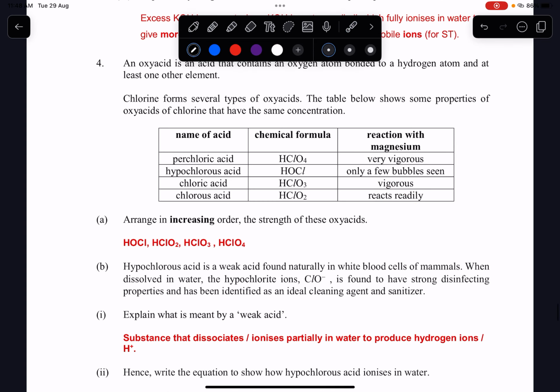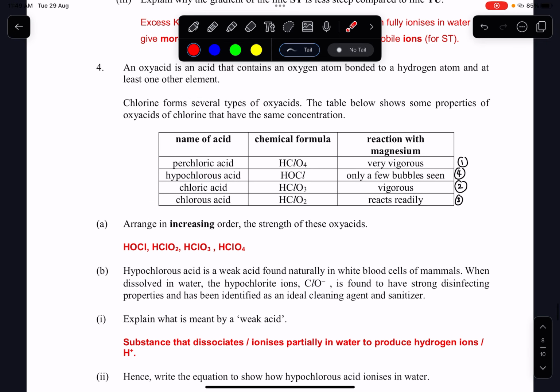Part A asks you for the increasing order of strength of the oxy acids, which means that the most vigorous reaction will be the strongest acid. So perchloric acid will be the strongest. Then next, vigorous, followed by reacts readily and few bubbles. So the answer from weakest to strongest is HOCl, which is your hypochlorous, followed by your chlorous acid, followed by your chloric acid, and lastly your perchloric acid is the strongest.